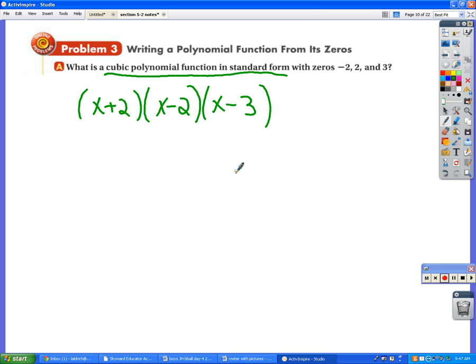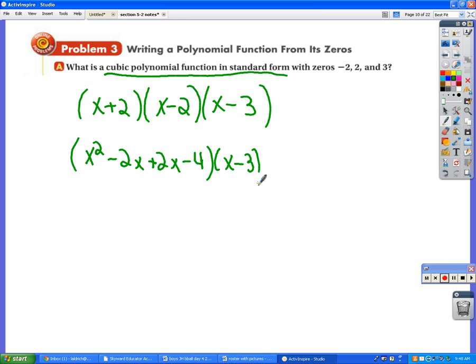So we did that. All right, so I need to FOIL x plus 2 times x minus 2. First times first is x squared. Outside times outside is negative 2x. Inside times inside is 2x. And last times last is negative 4. And then I still have to multiply that by x minus 3.